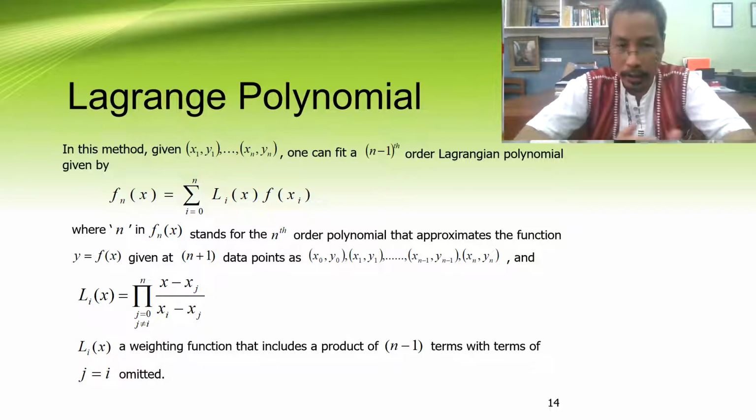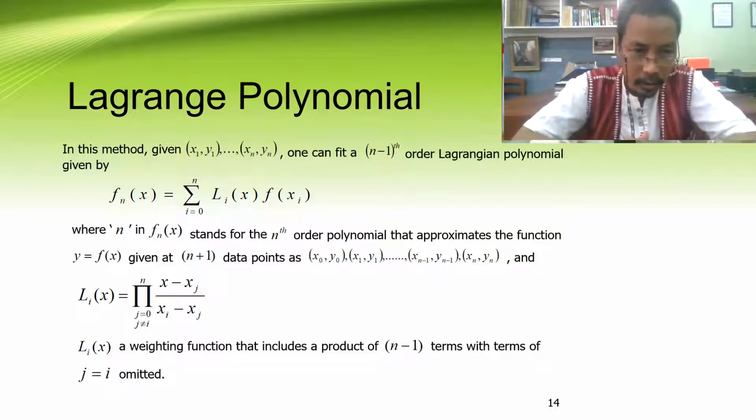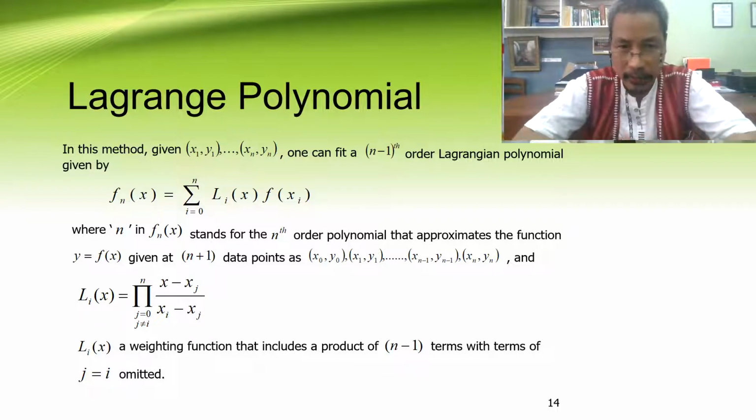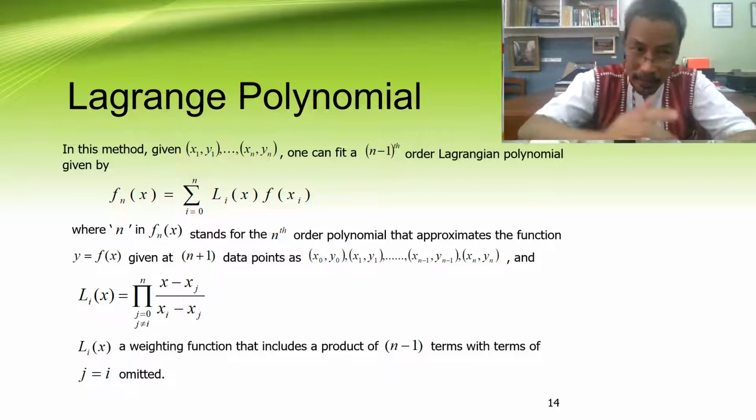Okay, so in this particular module, we are going to talk about the Lagrange polynomial. In this method, given coordinates x1, y1, and so on up to xn, yn, one can fit an n minus 1 order Lagrangian polynomial given by this. Recall, the second method that we discussed in this regard is the direct fit polynomial. Now we will use the Lagrangian polynomial given by this one.